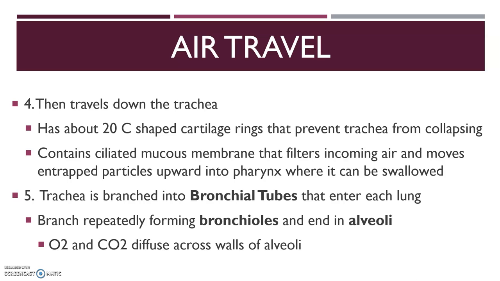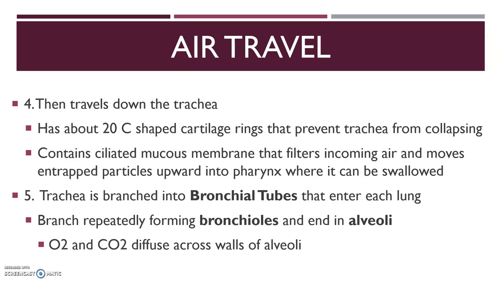The trachea is considered the windpipe. This is a very tough but flexible tube. It has about 20 C-shaped cartilage rings that are going to help prevent the trachea from collapsing. It also contains ciliated mucous membranes that are going to filter the air. And also it's going to entrap particles when it gets there, where they can be swallowed.